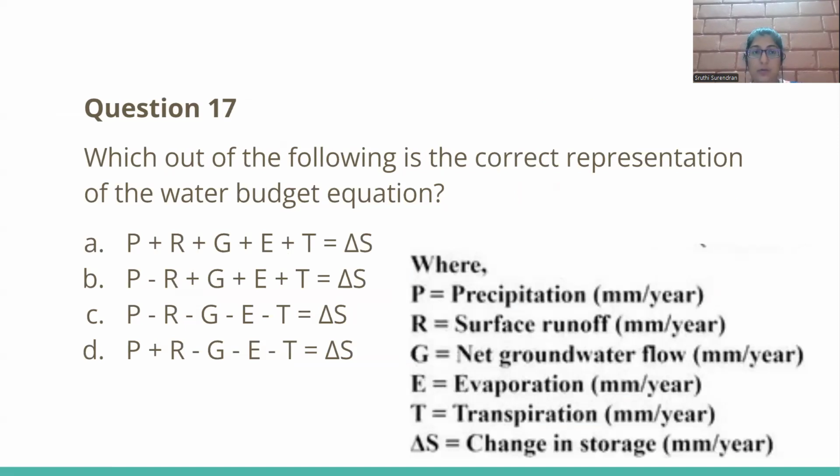Again, this is a question based on the water budget equation, except that instead of inflow and outflow, they have given the different components of the hydrological cycle. So it is up to us to identify which are the inflow components and which are the outflow components. And the explanation of the terms: P is precipitation, R is runoff, G is groundwater flow, E is evaporation, T is transpiration, and delta S is change in storage. So we know the water budget equation, which components come under inflow and which under outflow. Based on that, what will be the answer?